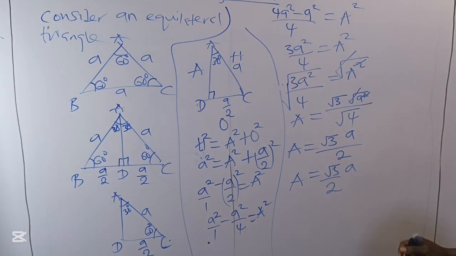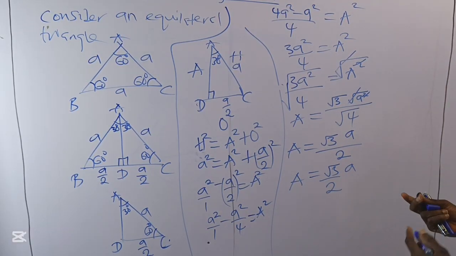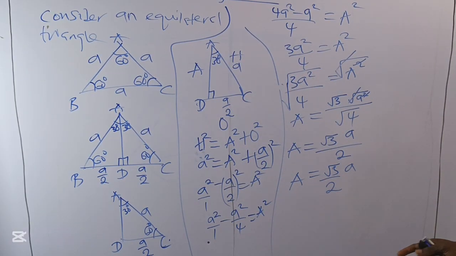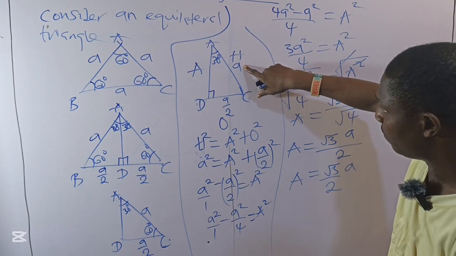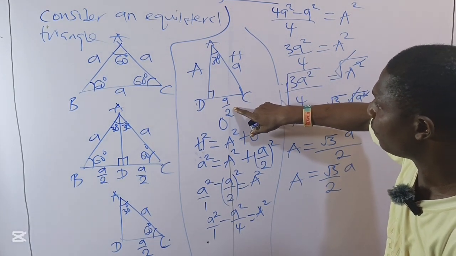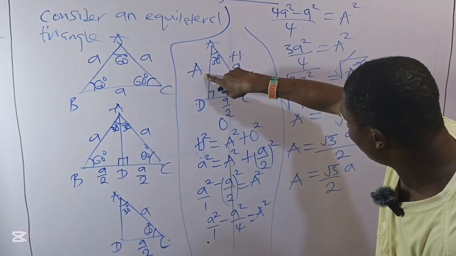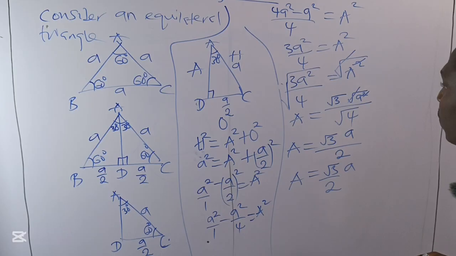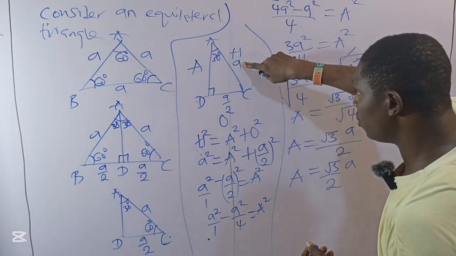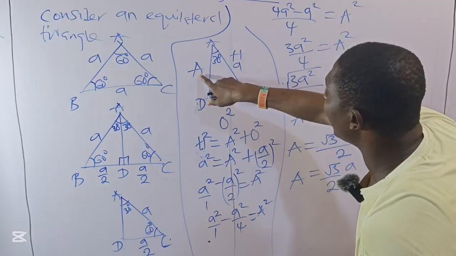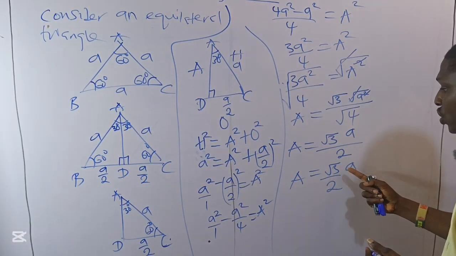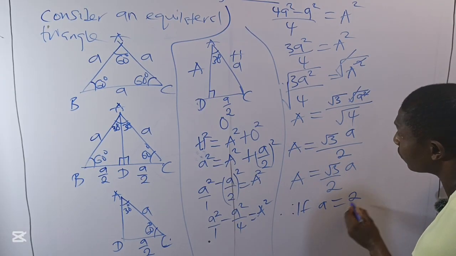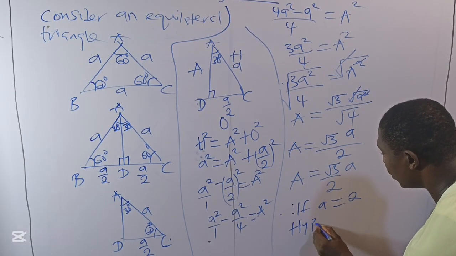Now I can decide to pick a value to represent my A, which will work for all the three sides. If I pick 1, then my hypotenuse will be 1, my opposite will be 1 over 2, which is half, and adjacent will give me root 3 over 2. So what do I have to pick to make it work out? Let's pick 2. If I pick 2, hypotenuse will be 2, opposite will be 2 over 2, which is 1, and adjacent will be root 3 over 2 times 2, which is root 3.